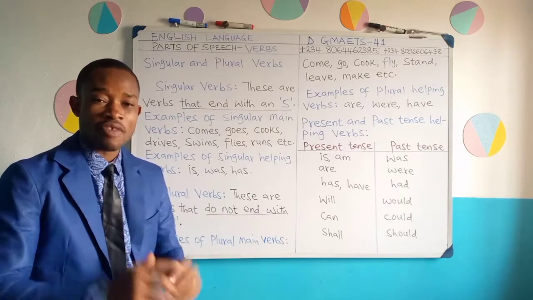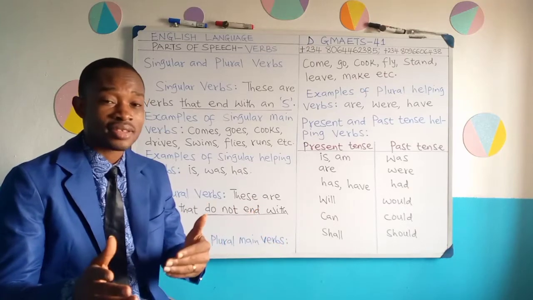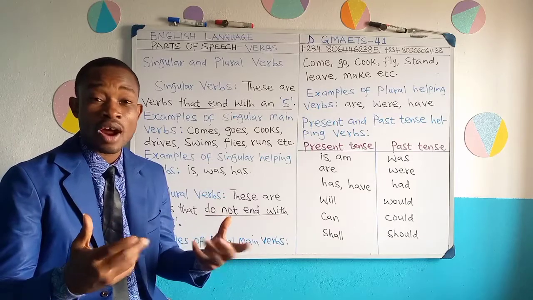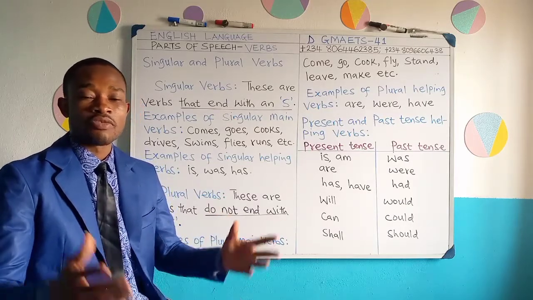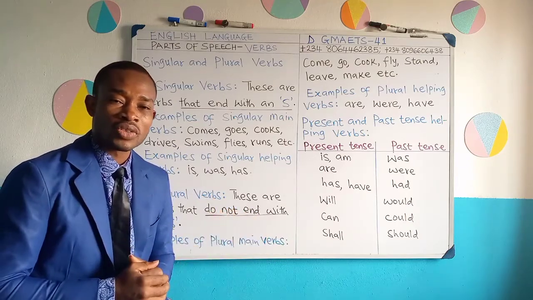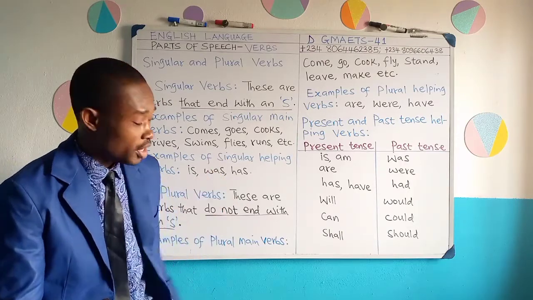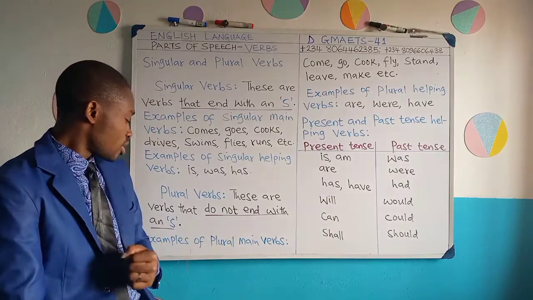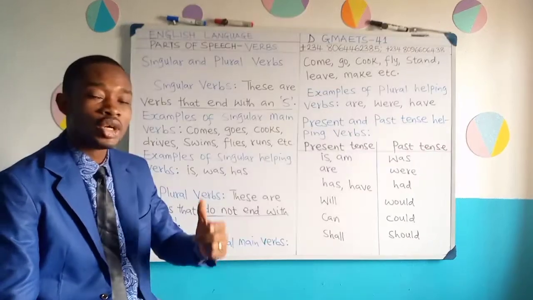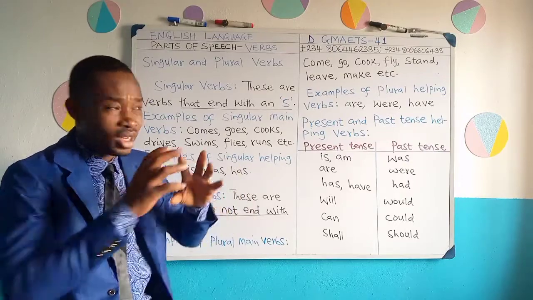Now let us talk about plural verbs. So plural verbs are those that do not end with an S. They don't end with S, okay? So we call them plural verbs. We can think of examples of plural lexical verbs, plural main verbs. We can also think of examples of plural helping verbs. On the board here we have the examples of plural main verbs: come, go, cook, fly, stand, live, make, and many more.